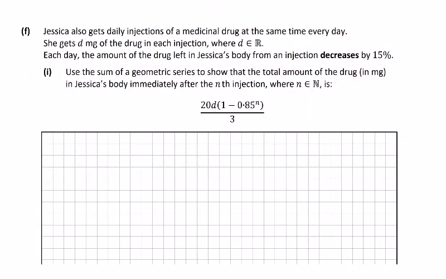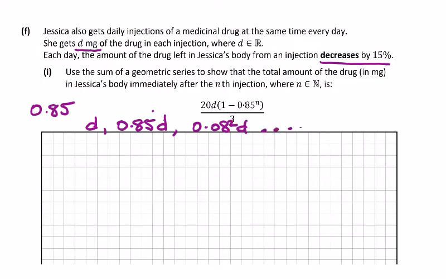Jessica also gets these daily injections of a medicinal drug at the same time every day. She gets D milligrams, so we don't know what it is yet. And each day the amount of drug left decreases by 15%. So kind of Junior Cert maths, there's going to be 85% left. So there's going to be D initially, same as the last one, then 0.85D. And then the third one will be, I should really put the D in front, I shouldn't have to, 0.85 squared times D, and so on, will be this series.